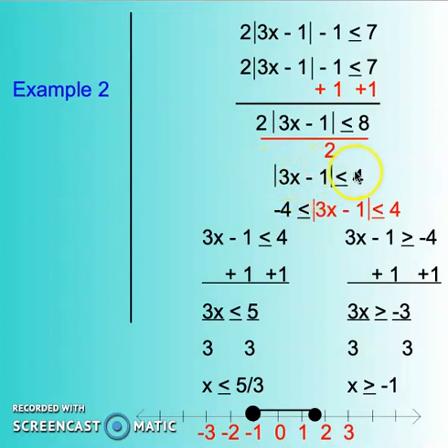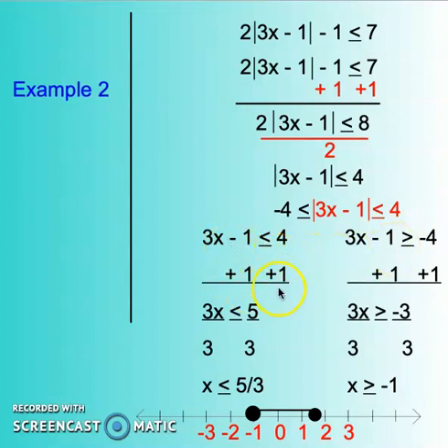And then this looks just like the problem that we did before. So we do the same thing. This symbol stays the same with the positive 4, but it flips with the negative 4. So we have to make an inequality with positive 4, and then we make one with negative 4. And this is for every single absolute value inequality.